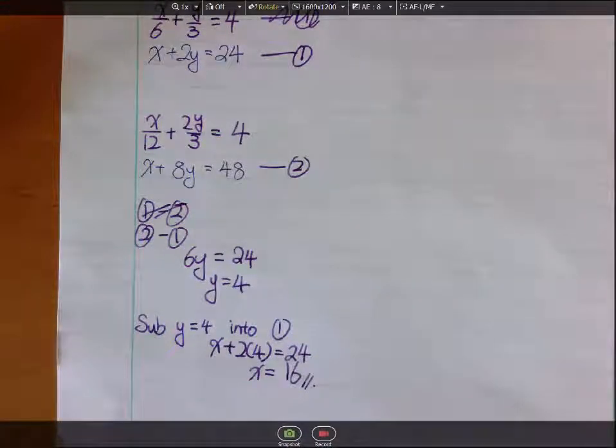And I have solved. And these are the 4 examples that should help you to understand this chapter of solving simultaneous equations by elimination.